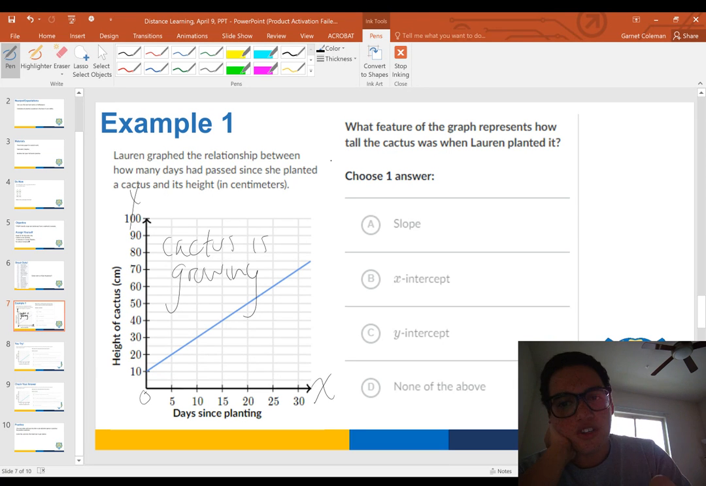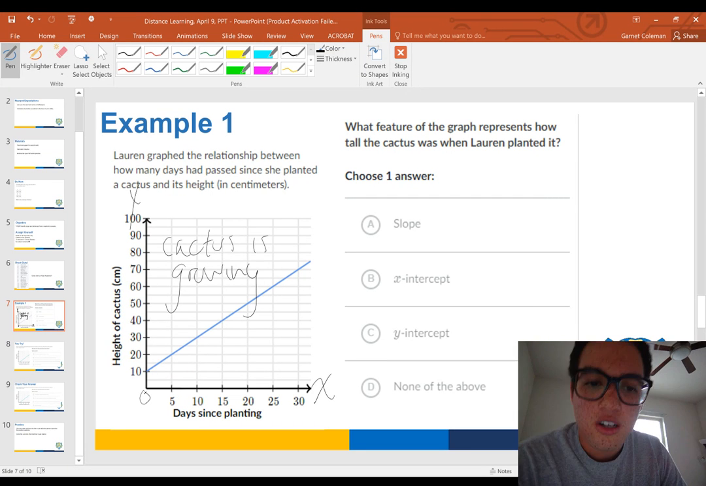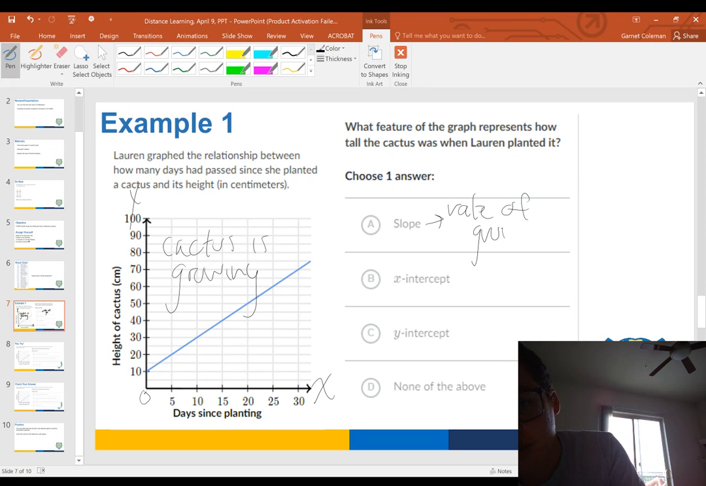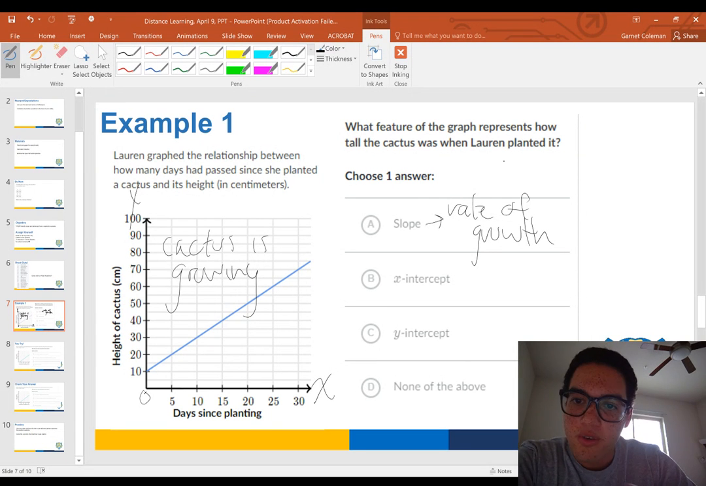Now, what feature of the graph represents how tall the cactus was when Lauren planted it? So the slope doesn't tell us a specific part of the graph. It just tells us the rate of change, so the rate of the growth. We want to know when she planted it, so that's not helpful.